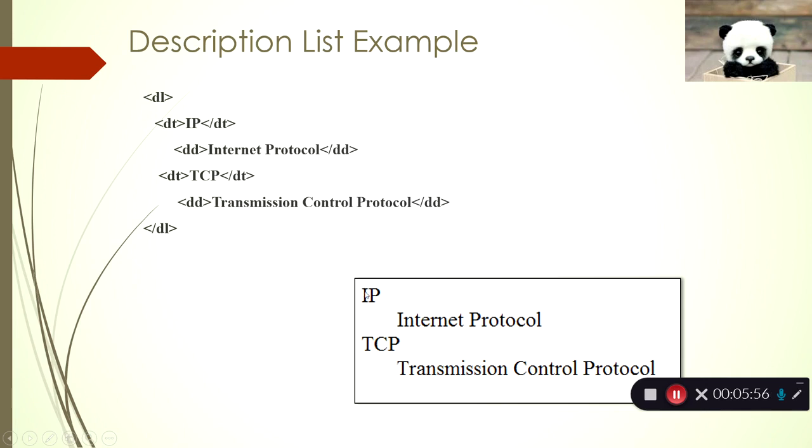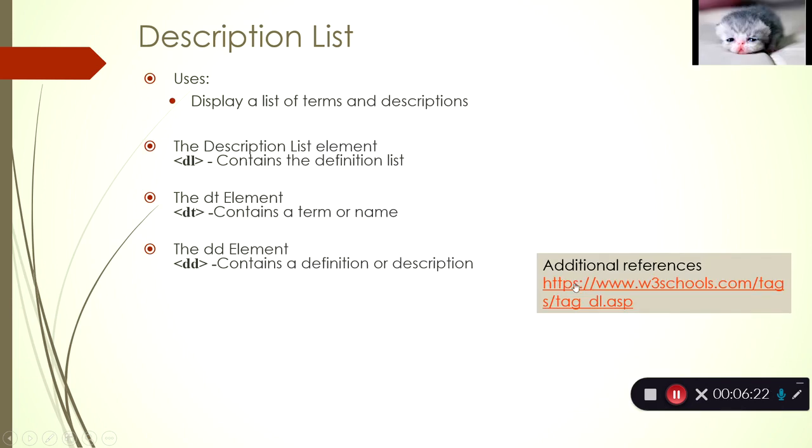And for each heading, we'll use the description title, DT tag. When you wrap the content with opening DT and closing DT tag, then it will provide you the title for the description, and then the DD tag will provide the description for the title. So that is the DD tag. You have to wrap this with the DT tag and this with the DD tag. So that is called a description list.